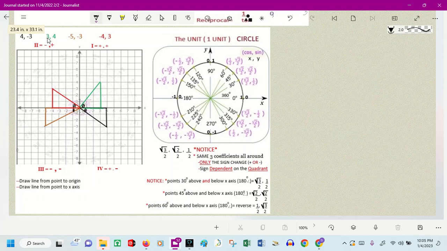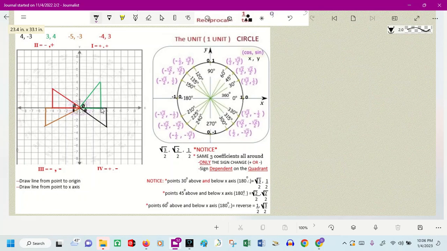So with that being said, let's look at this point here. 3 is x and y is 4. Where 3 is x and where y is 4, this is your point. When you have your point, you draw your line down to your origin from your point. That becomes your hypotenuse. Next step, you draw your line from your point to your x-axis. And that becomes your opposite.